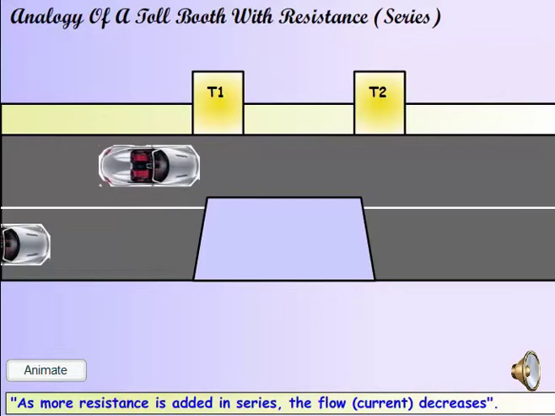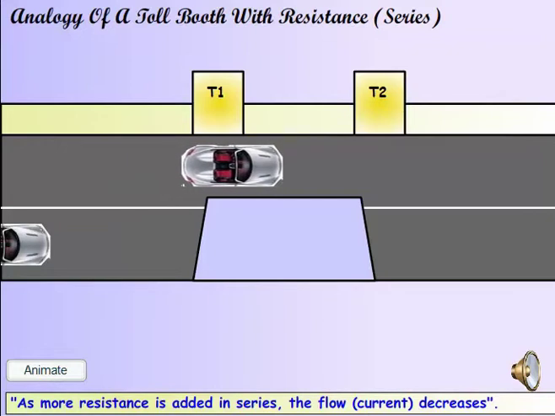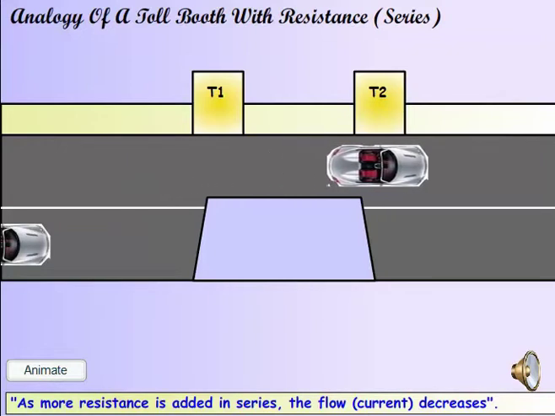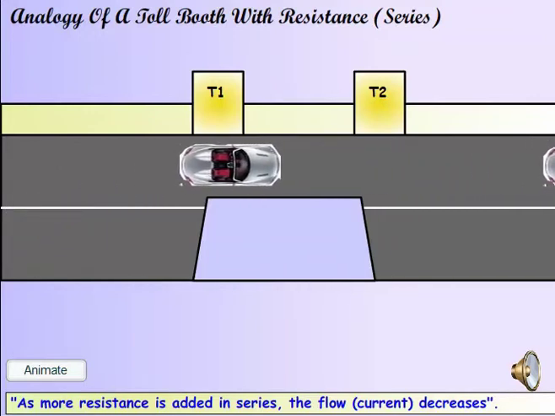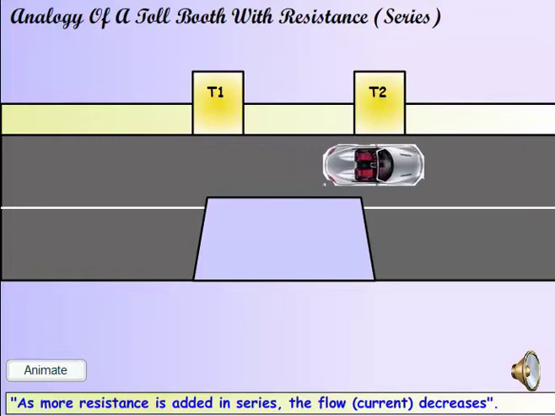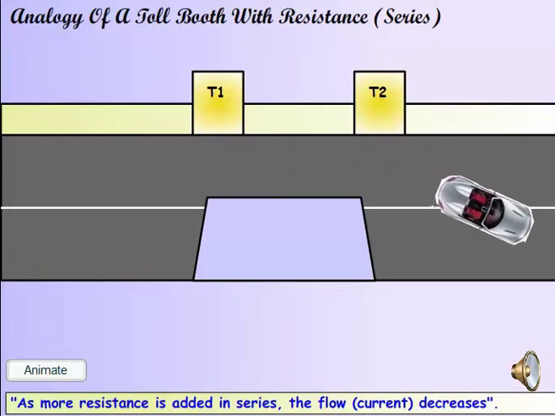Imagine cars from two lanes having to pay toll on one side of the lane. When the first car is paying the toll, the second car awaits its turn, and the flow of traffic slows down. If the number of lanes are increased, and you have only one toll booth to manage it, the traffic will get slower and slower. So is the case when resistances are connected in series in a circuit. The more the resistances in series, the lesser the current.